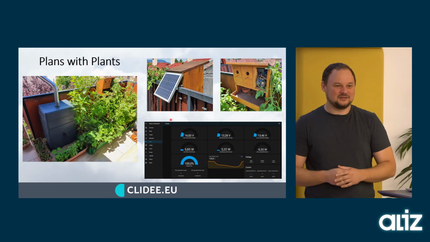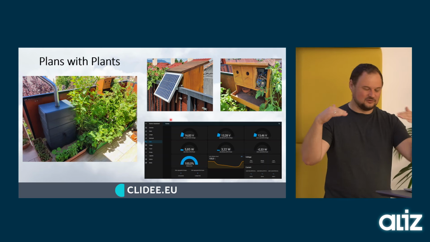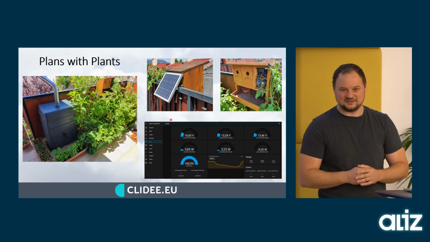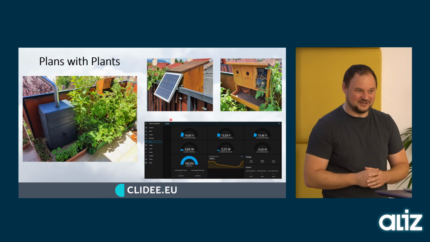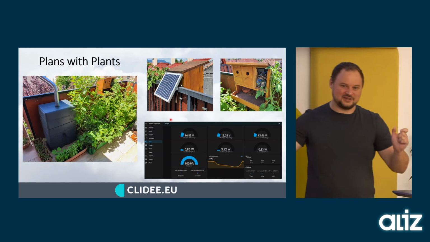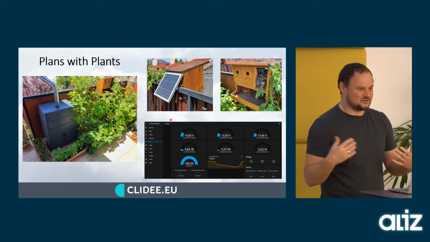So my wife wanted to get a roof on top of our terrace, and I told her that, okay, let's have a roof and then let's have a water collector. Now we have the water collector, and now I can start wiring out the watering system, which will be of course automated.